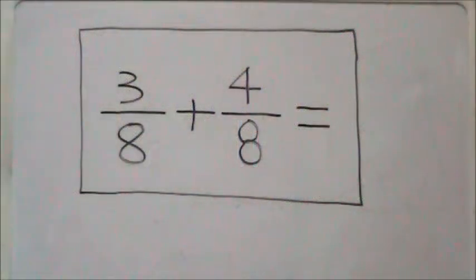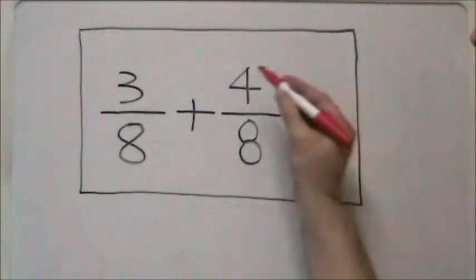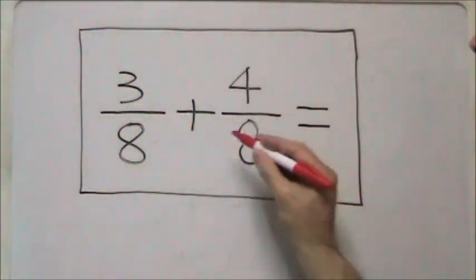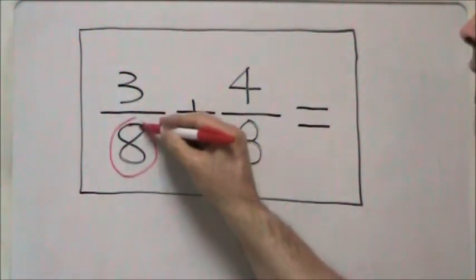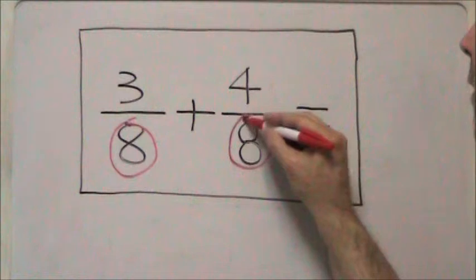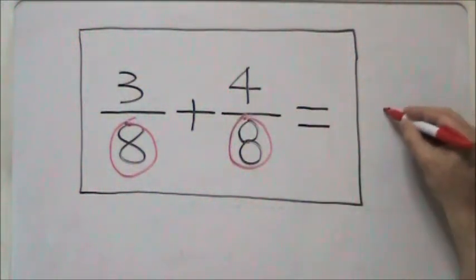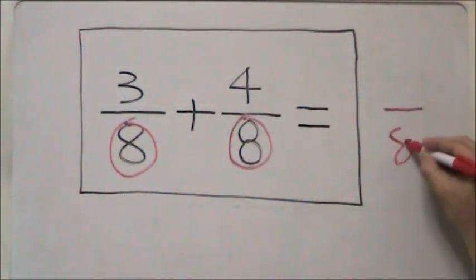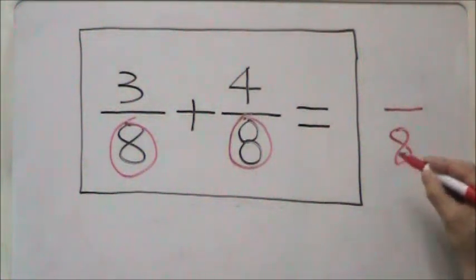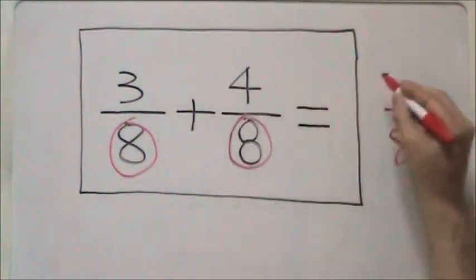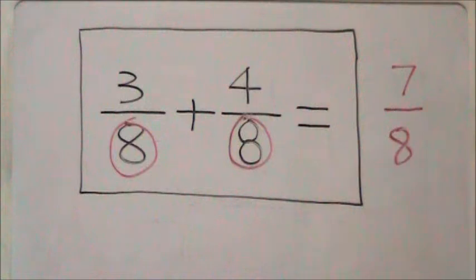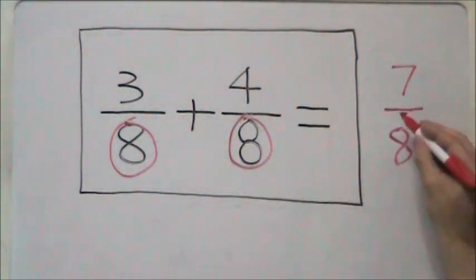When we're adding fractions with like denominators, such as in 3/8 plus 4/8, where the denominators are the same, all we do is repeat the denominator, put the denominator down, add our numerators for a final answer of 7/8.